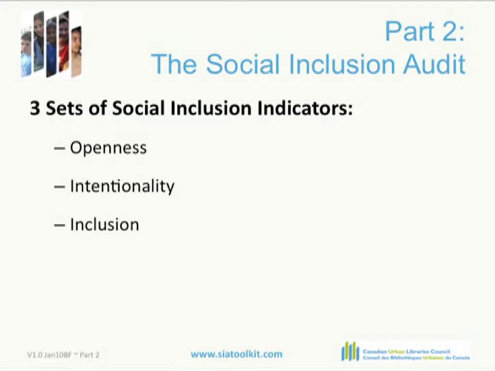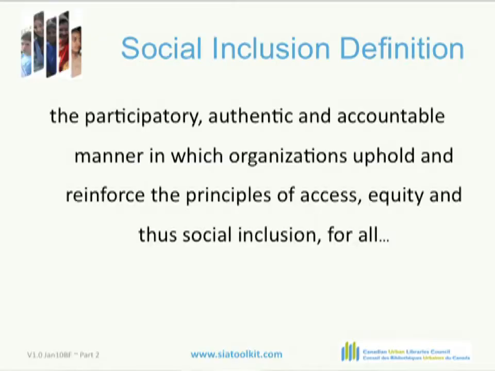So what we're going to look at here is the framework for the audit, how you score the audit, and some of the questions. You probably already know that in social inclusion there are 3 indicators: the indicator of openness, the indicator of intentionality, and the indicator of inclusion. We're going to go through and describe each of these before we get into the audit tool itself.